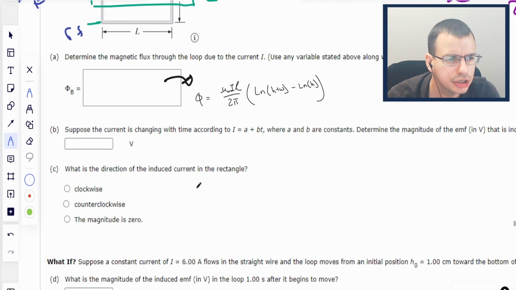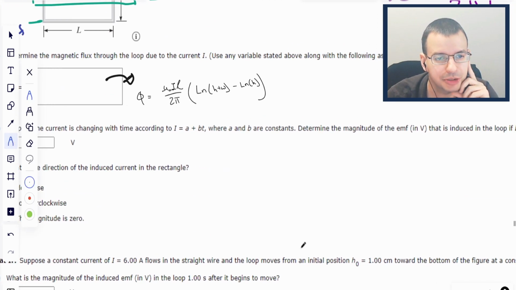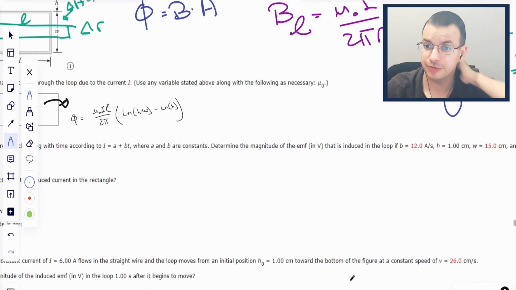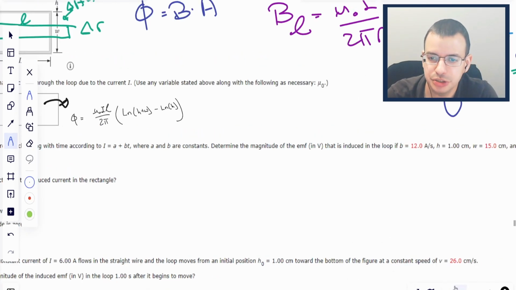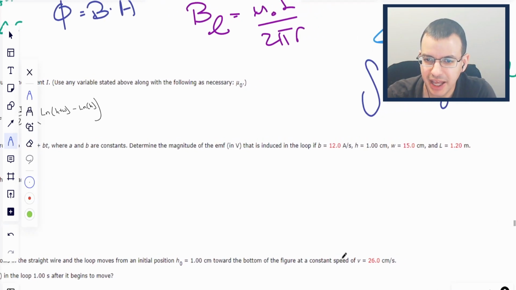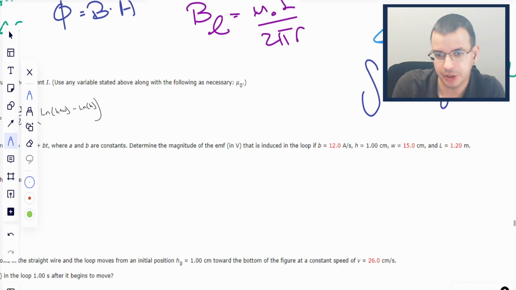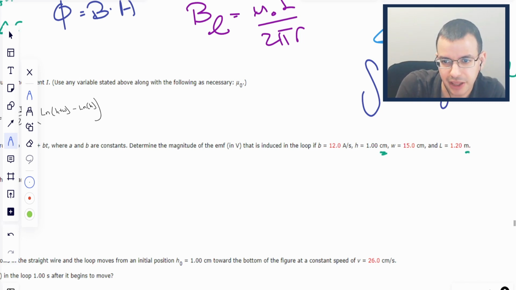Suppose the current is changing with time according to current equals A plus Bt, where A and B are constants. Find the magnitude of the EMF, electromotive force, voltage, that is induced in the loop if B is this, h is that, w is this, and L is that. One thing we have to be careful with is this is in centimeters, and that's in meters, that's in centimeters.